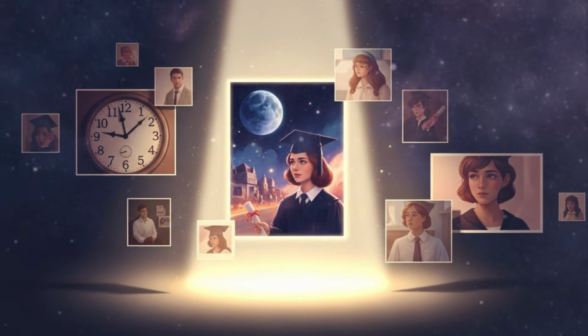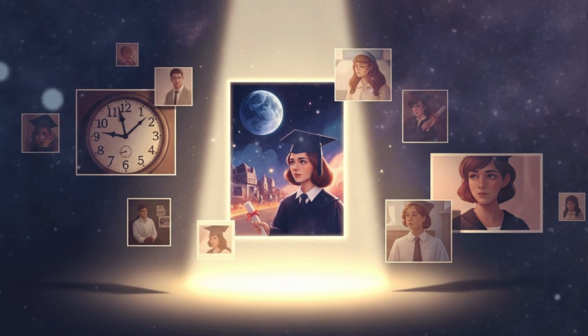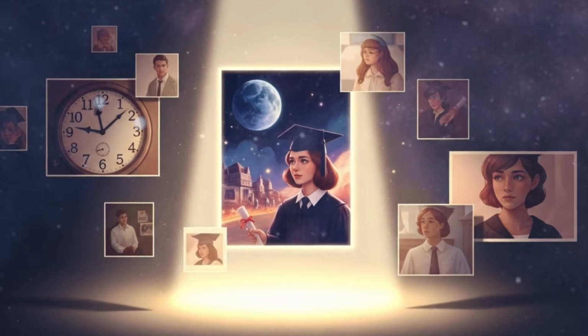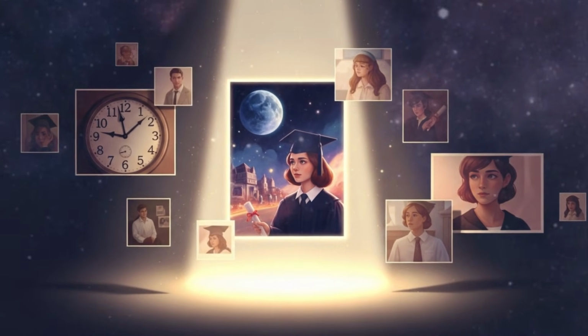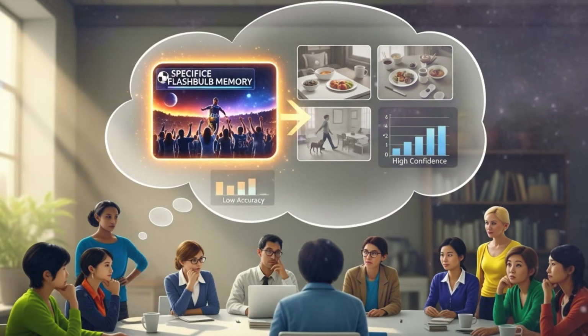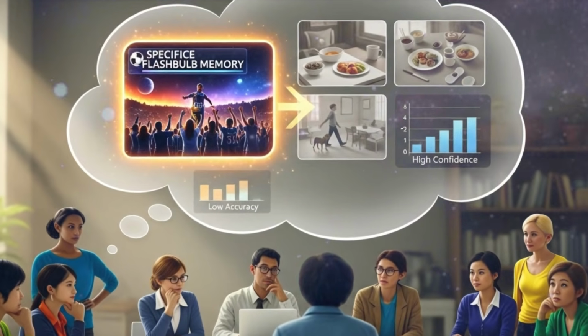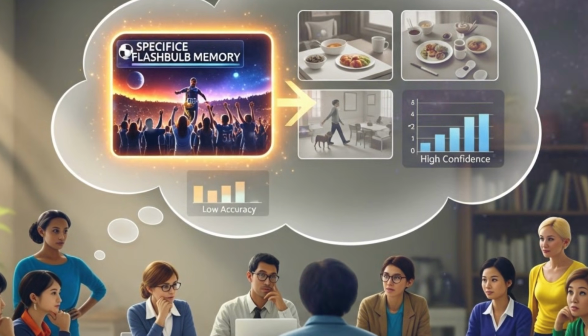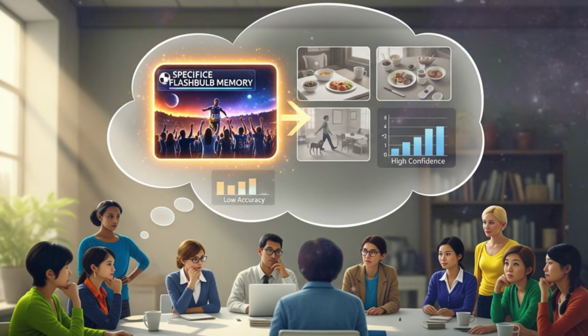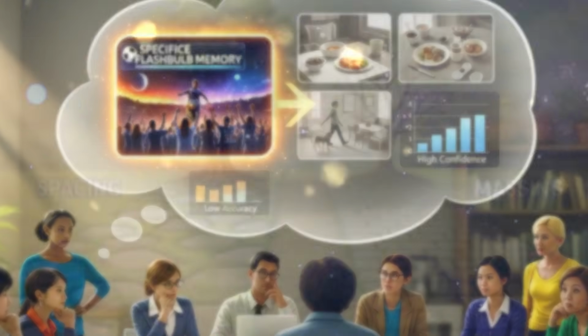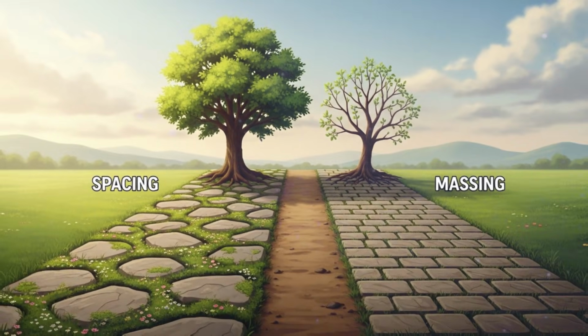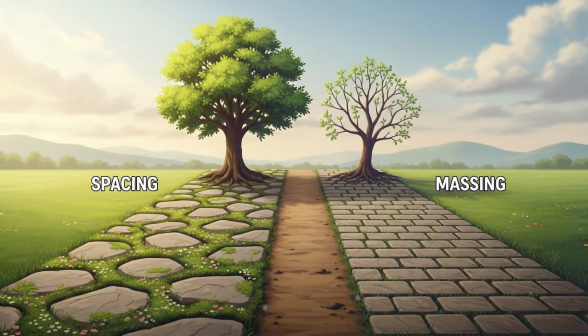Chunking is the process of grouping separate pieces of information into larger, meaningful units. A phone number is easier to remember if you group the digits into chunks like 555, 1234 rather than remembering each digit individually. Experts in domains like chess or music chunk information within their domain. A chess master can remember the positions of many pieces from a glance because the positions chunk into meaningful patterns.